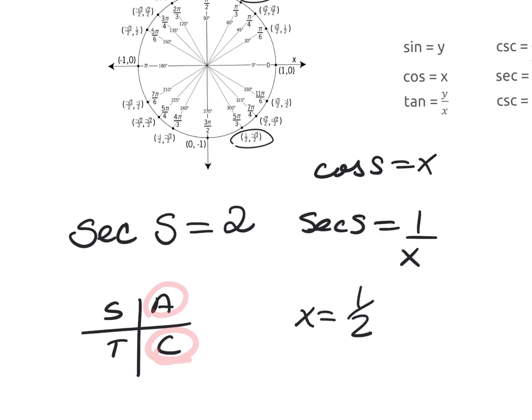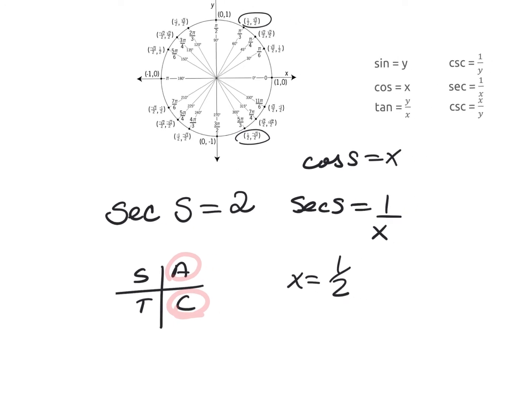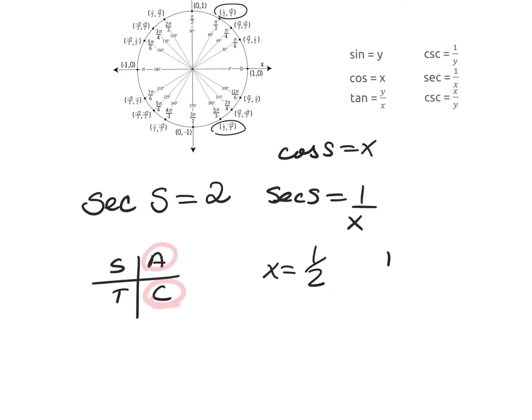So my two angles are pi over 3 from quadrant 1 and 5 pi over 3. Because what you're doing here is flipping this answer to the reciprocal and making it 1 over 2. And that's what we're looking for when it's the reciprocal. Let's do tangent now.